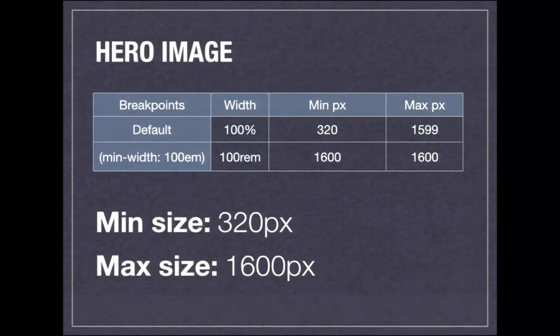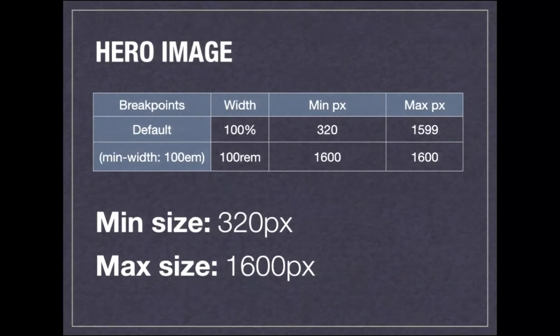So we have that 100 rems, which was 1600 pixels. So we know that that image at the top can be as small as 320 pixels wide, or it can be as big as 1600 pixels wide. And that's a really big difference. It's 5 times from one to the other, but remember you have to multiply width by height, so it's 5 times as tall too. So that's an image that's 25 times bigger than it needs to be if you just use one image, and that's bad.